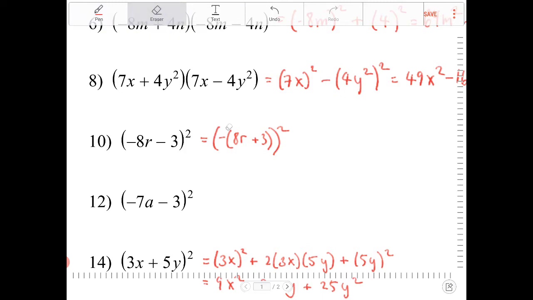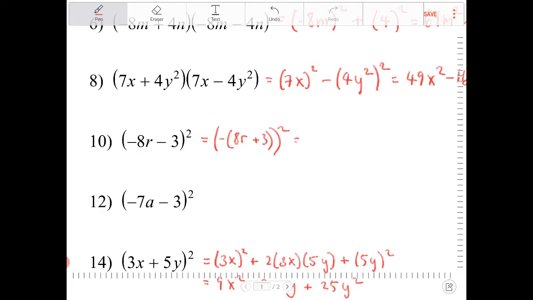That's right, it becomes a positive, right? So really, this is the same thing as (8r plus 3) quantity squared. If you're not able to process that quickly, that's okay too. You can always just follow the equations verbatim. Recognizing that this is a difference, you can still apply the perfect square in that difference form.